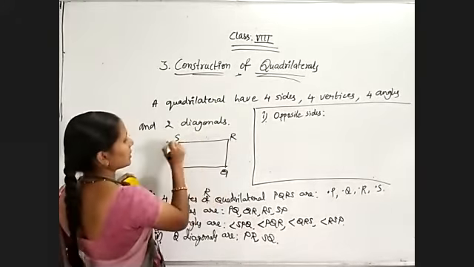And for angles also. For P, Q is adjacent. For Q, R is adjacent. For R, S is adjacent. For S, P is adjacent. So for S, P and R both are adjacent angles, the beside angles. For S, I am telling, R I got as well as P I got. So see here.